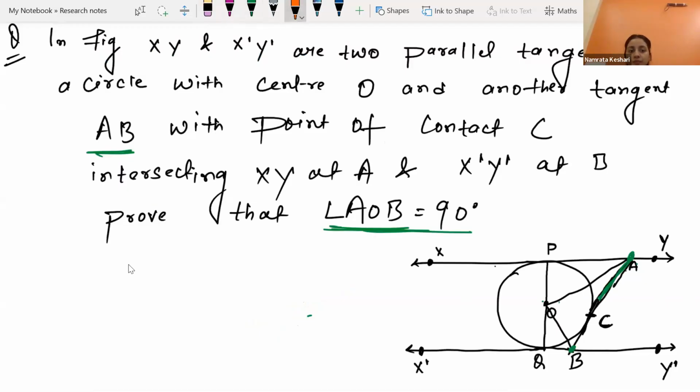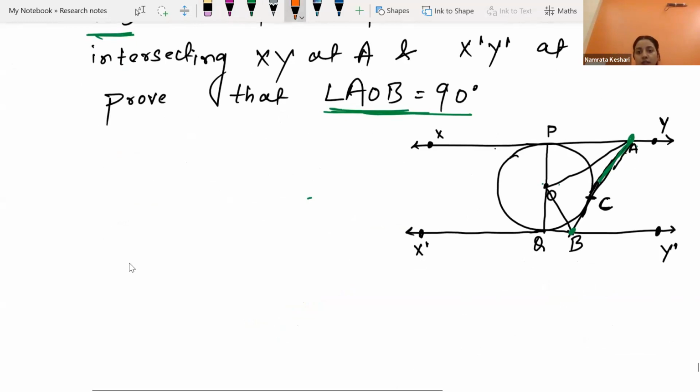If we join the radius over here, this OC, can we say this will be 90 degree over here? Yeah. And similarly, this OP is also 90 degree and here OQ is also 90 degree, right? Yeah.